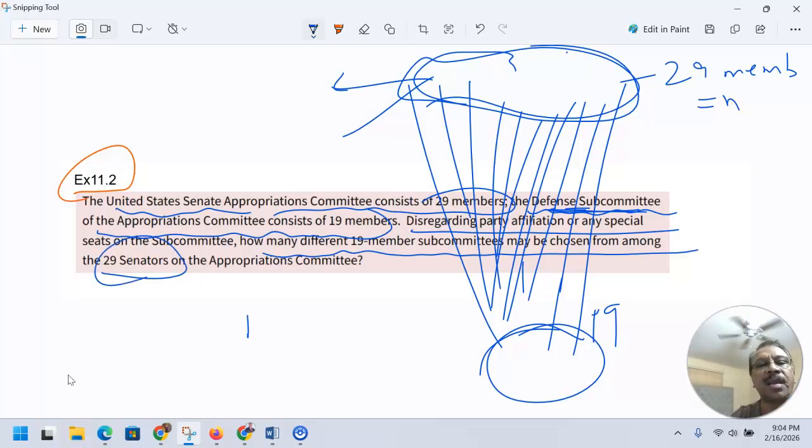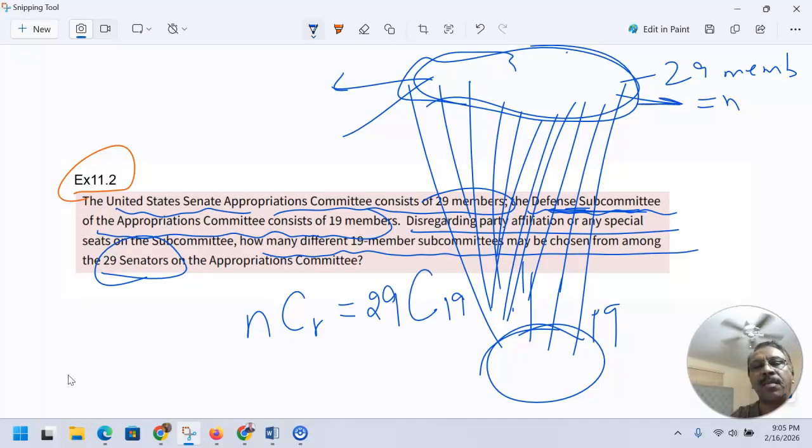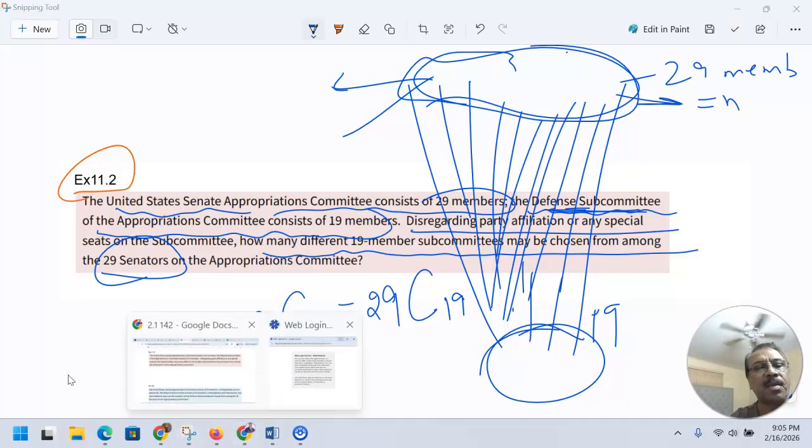So it's the same thing, nCr. The order does not matter, it's just a combination. So the 29 total members is our n, n is 29. Put a C and a 19. Put that in the calculator and you get the answer.